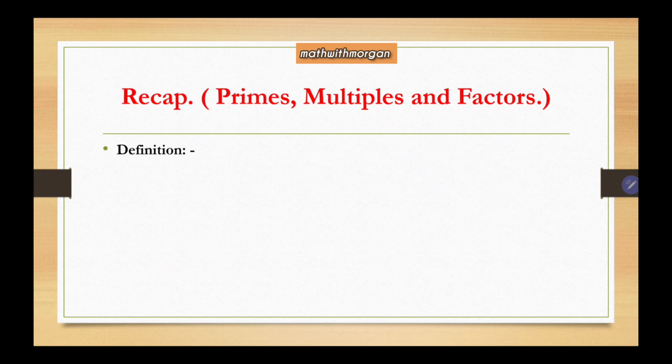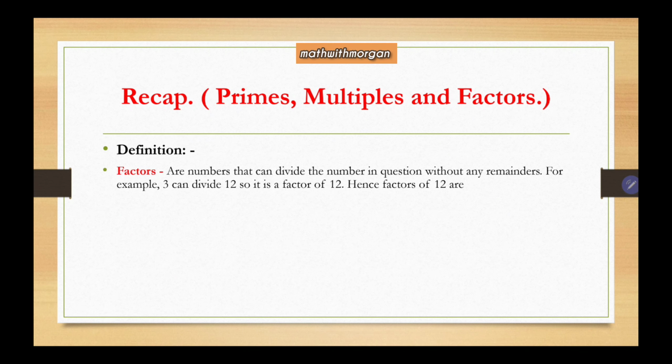Okay, let's begin. So, first of all, factors are numbers that can divide a number in question without any remainders. For example, 3 can divide 12, so it is a factor of 12. Hence, the factors of 12 are 1, 2, 3, 4, 6, and 12. Keep in mind that factors would always come in pairs. So the factor pairs of 12 are 1 and 12, 2 and 6, and lastly 3 and 4.